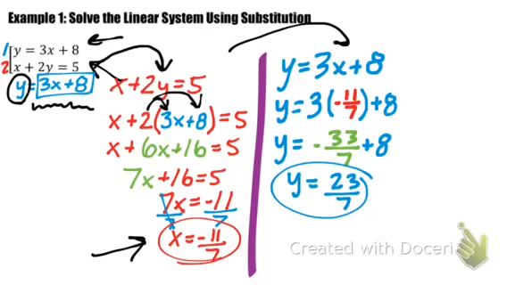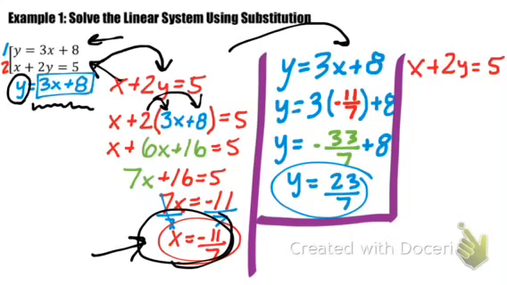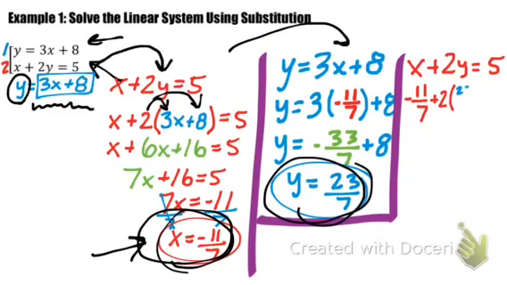Since I've used both equations in my system to figure out the values of x and y, I'm going to substitute these values into one of the equations to see if it checks out. I'm going to take my second equation in my system, marked in red, and substitute my value of x in and my value of y in for the y in the second equation. Then I'm going to simplify. I have negative 11 over 7 plus 2 times 23 over 7, and we have to check to see if that equals 5.